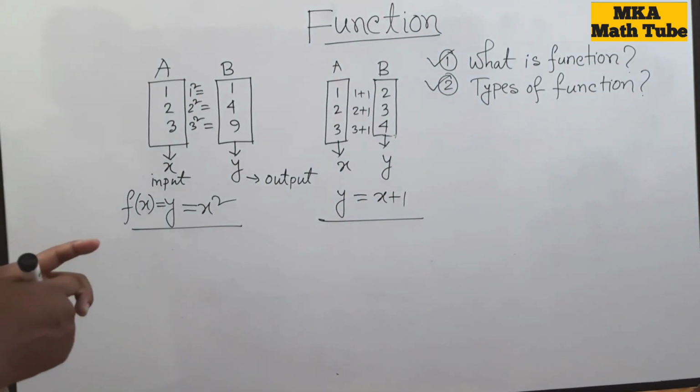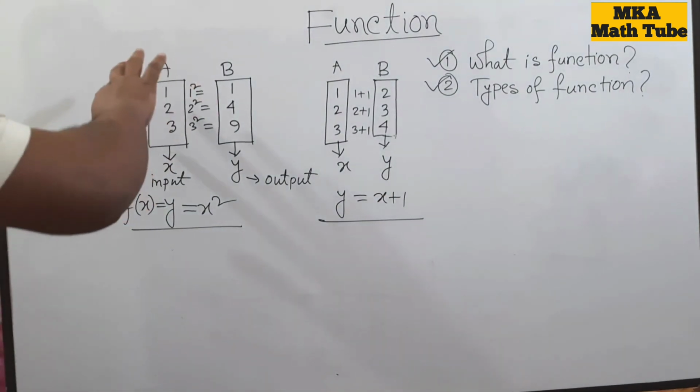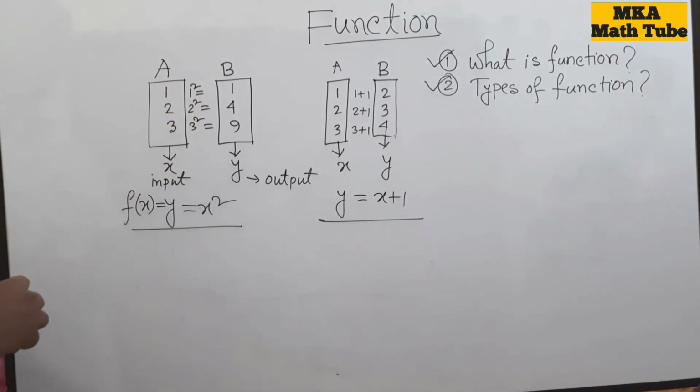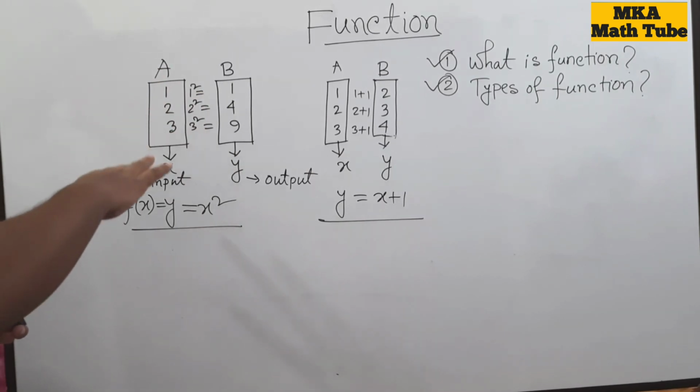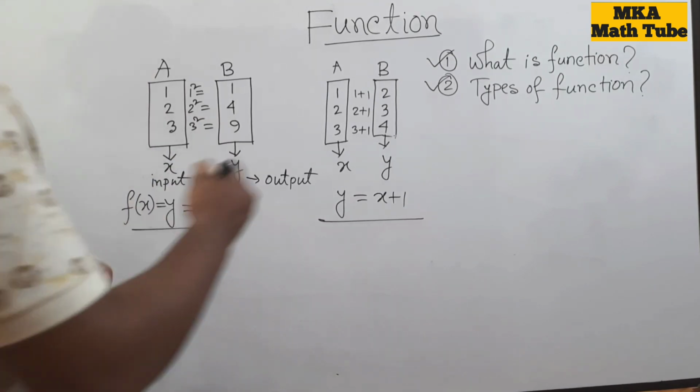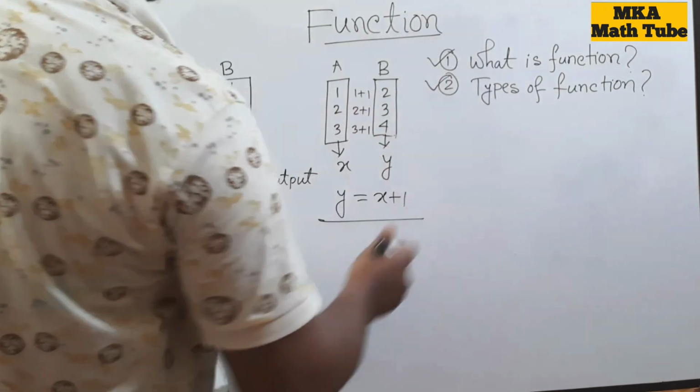That means if we consider the relationship between two sets A and B together, we can say this is a function. So function means there must be a relationship between two sets A and B. Okay, now we learn different types of function.